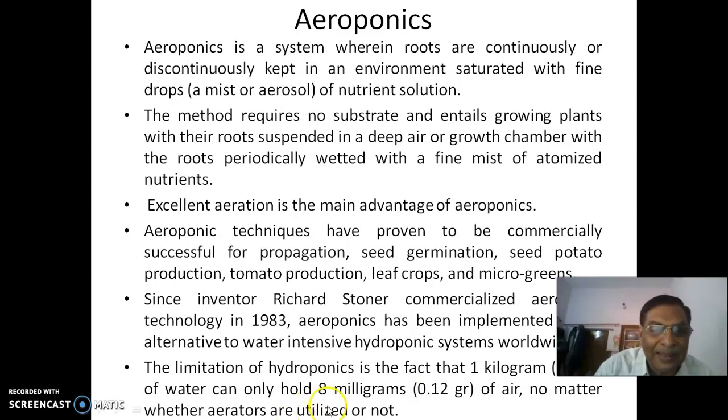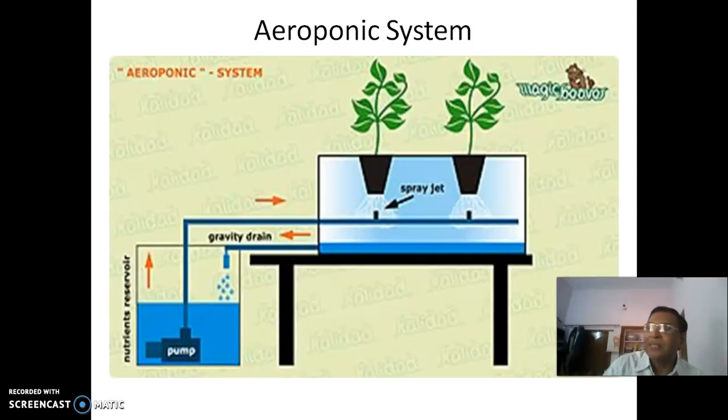Here is a comparison. The limitation of hydroponics is that 1 kilogram of water can only hold 8 milligrams of air. They are talking about aeration, so even in hydroponics aeration is very low. That is why aeroponics has been resorted to. We already made the water comparison earlier, one-fourth of the water, and I think we will get it somewhere in this presentation also.